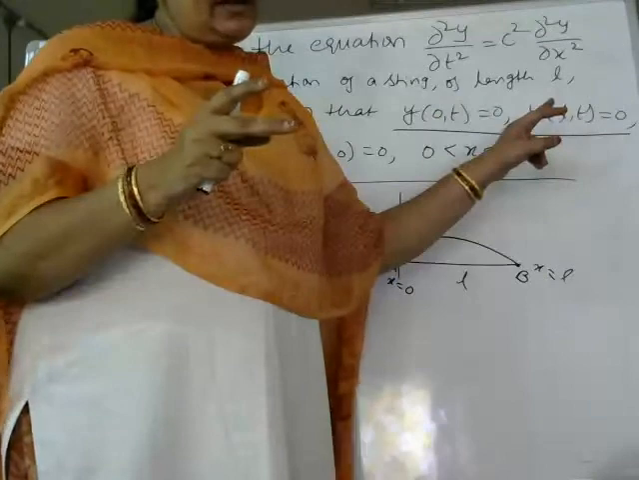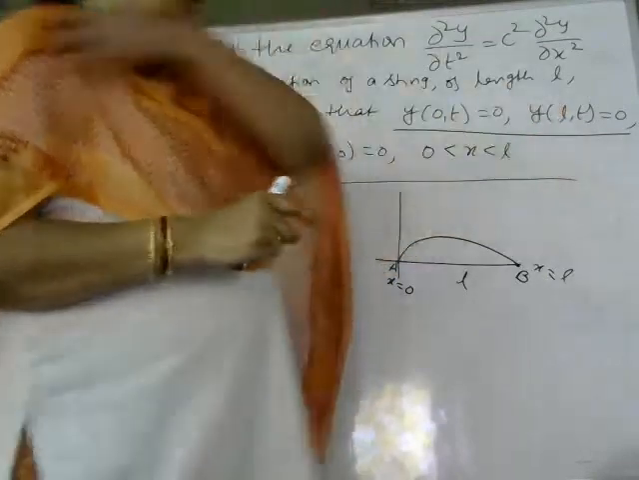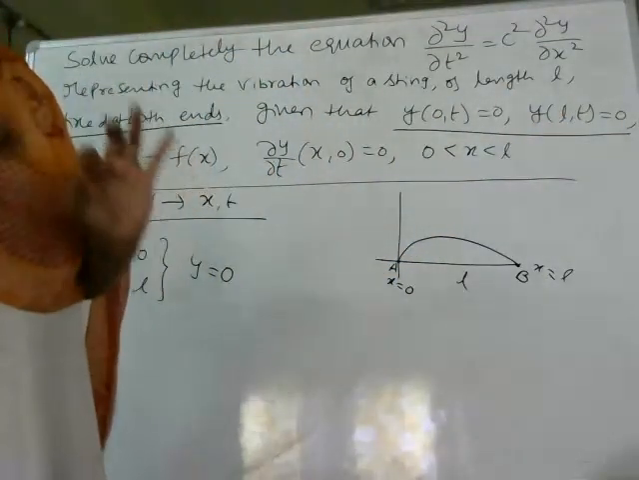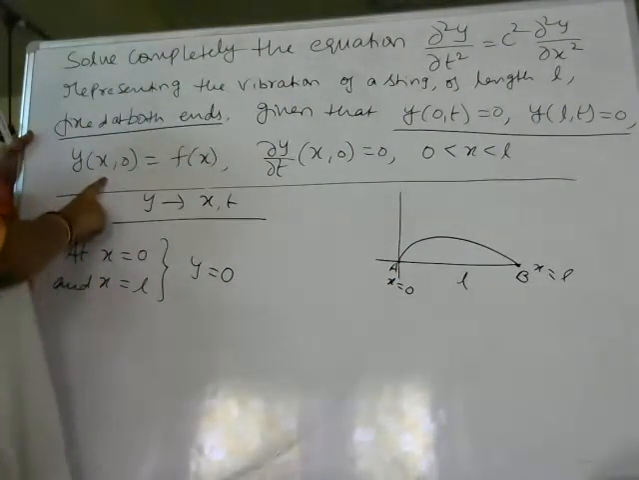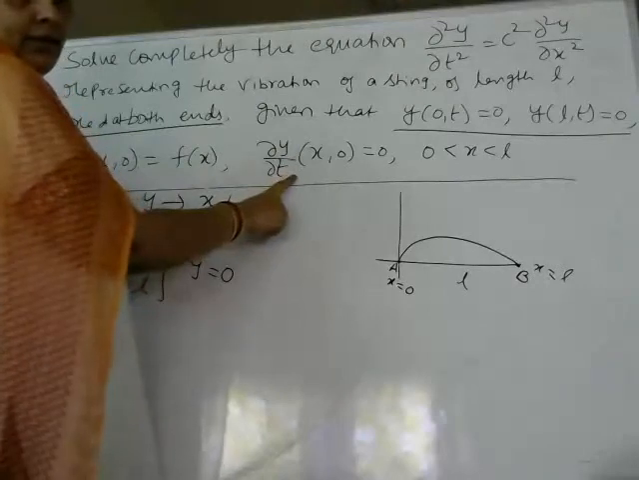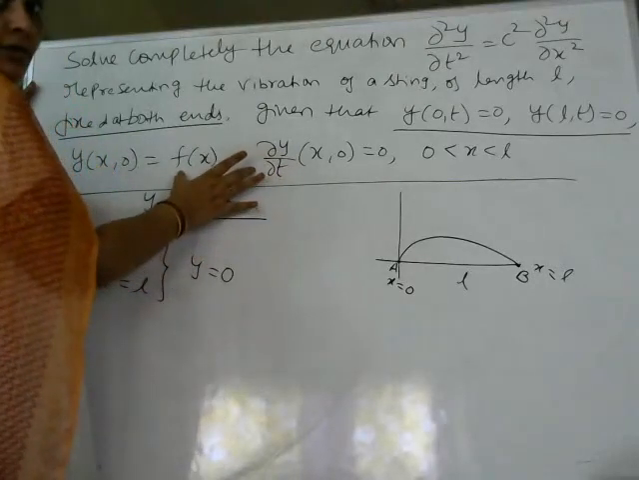What are the two conditions we have? The other two conditions should be on t. T means initially. Initially at t is equal to 0. That is the condition we have. Y at x equal to 0, dou y by dou t at x equal to 0. Now I will explain to you the physical meaning of these two.